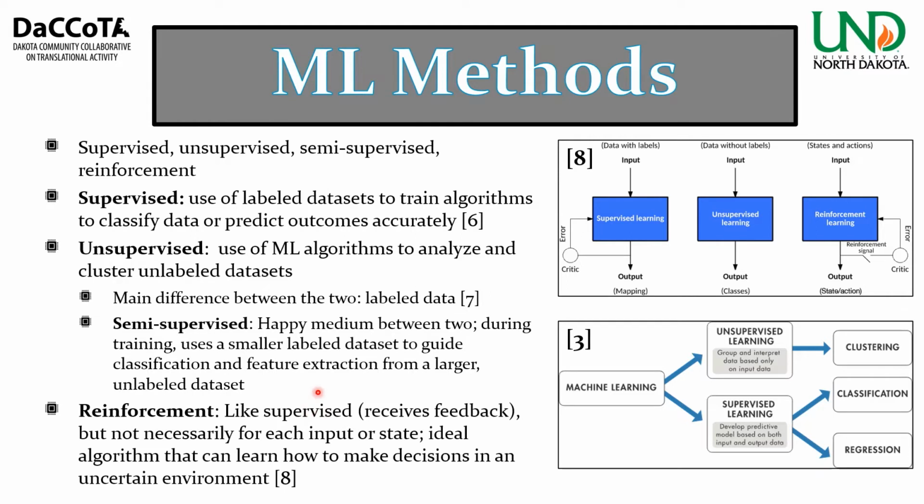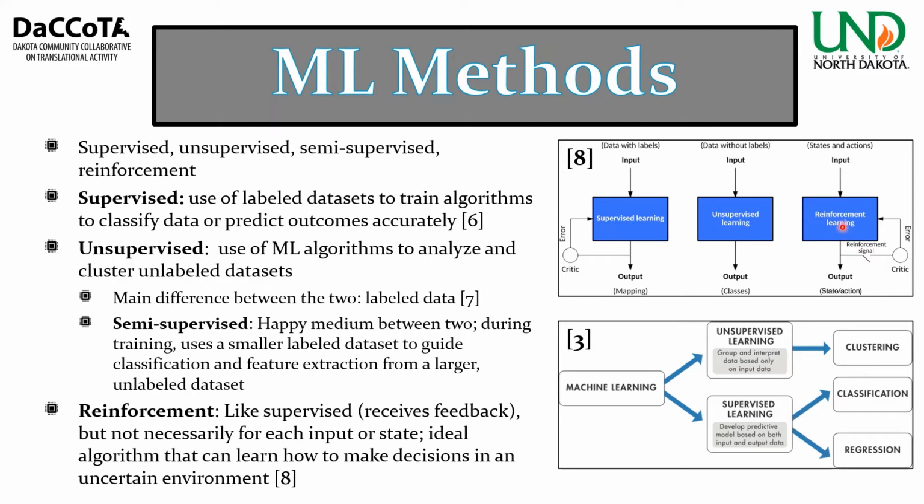And then reinforcement learning is sort of like the supervised. We can kind of see over here this sort of feedback loop. It releases feedback, but it's not necessary for each input or state. And then the ideal algorithm can learn how to make decisions in an uncertain environment. So there's going to be some sort of reinforcement signal to say, yeah, that did a good job, or it wasn't particularly accurate.